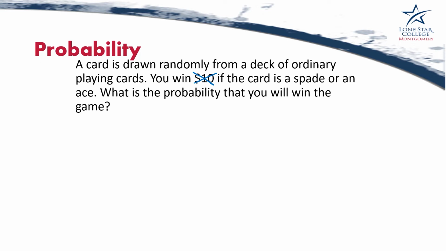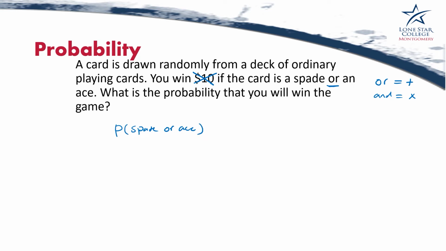Now you win the game if you draw a spade or an ace. The keyword is "or." In probability, "or" is always represented by addition, and "and" is always multiplication. Whenever you see those types of questions, you want to think about those operations. So the probability of you getting a spade or an ace. You have to understand what a normal deck of cards looks like.